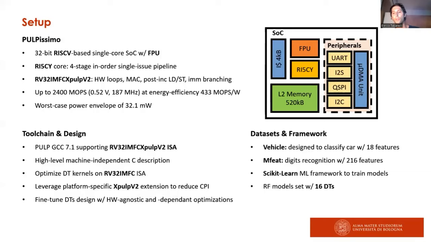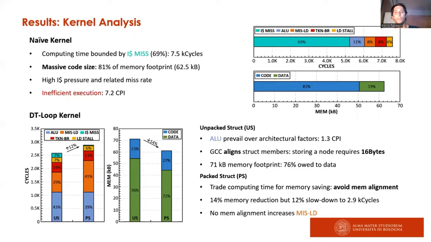Lastly, we have targeted two standard datasets representing general IoT application and deployed the scikit-learn ML framework for training. We also set the RF model to be populated by 16 decision trees. Now we'll present the results achieved starting from the per-kernel fine-grained analysis.